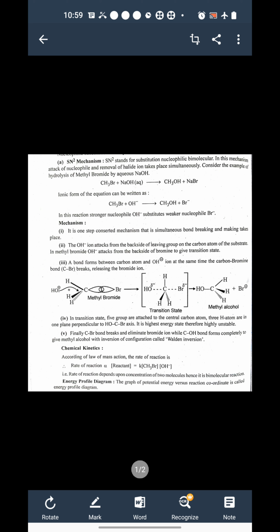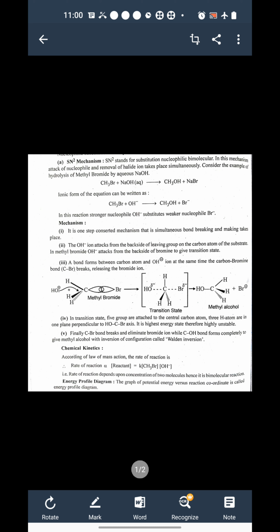So that stage happens in a single step, and this is a transition state. It is in square brackets because it is not a very stable compound. Immediately Br gets completely broken off and the OH gets attached here. So from the back side it always attacks. So we get methyl alcohol. You can see the geometry and the position of OH there, and Br gets removed.